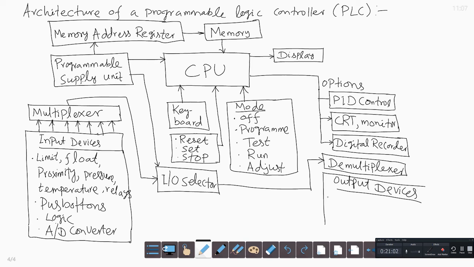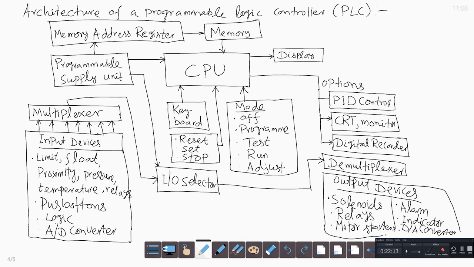Output devices can be solenoids, relays, motor starters, also it can be alarm, it can be indicator, it can be digital to analog converter, DA converter. So, the demultiplexer through appropriate switches connects to the output devices. So, this is the architecture of the PLC, a common thing.